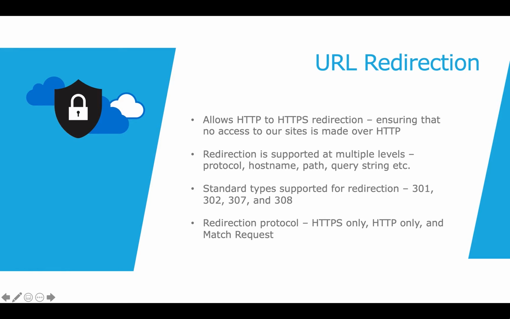Front Door also allows you to do URL redirection, so you can do HTTP to HTTPS redirection, making sure nobody accesses your site over HTTP and they're automatically redirected. You can do that redirection on multiple different levels, whether it's protocol, hostname, path, or a specific query string, and all the standard types are supported: 301 permanent, 302 found, 307 temporary redirect, and a 308 permanent redirect. We can do that redirection based on a number of variables.